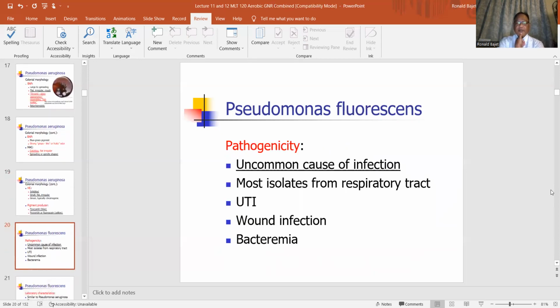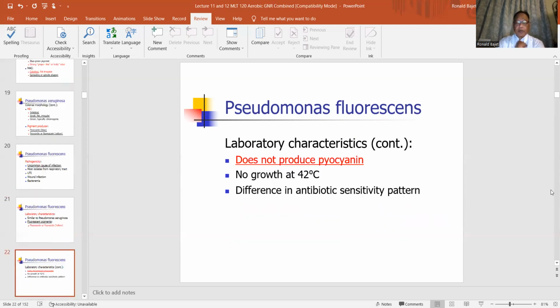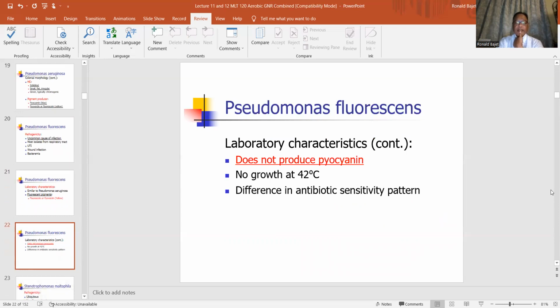The next one is Pseudomonas fluorescens. It's less common than aeruginosa, found in urinary tract infections, the respiratory tract, wound infections, and bacteremia. The pigment for fluorescens is the yellow pigment, fluorescein or pyoverdin, so not pyocyanin. Aeruginosa has pyocyanin and the fluorescein or pyoverdin, so it can be yellow or green. Fluorescens is yellow only. It does not produce pyocyanin, and it doesn't grow at 42 degrees.